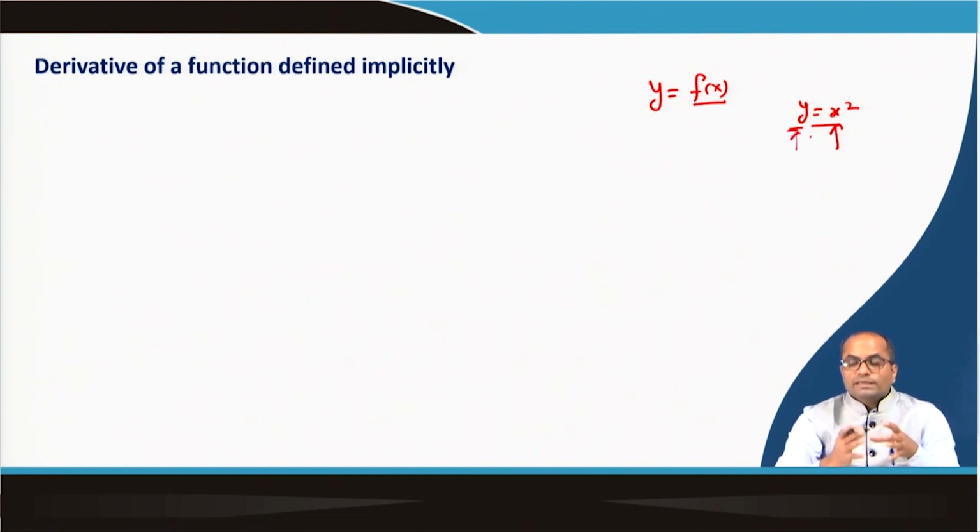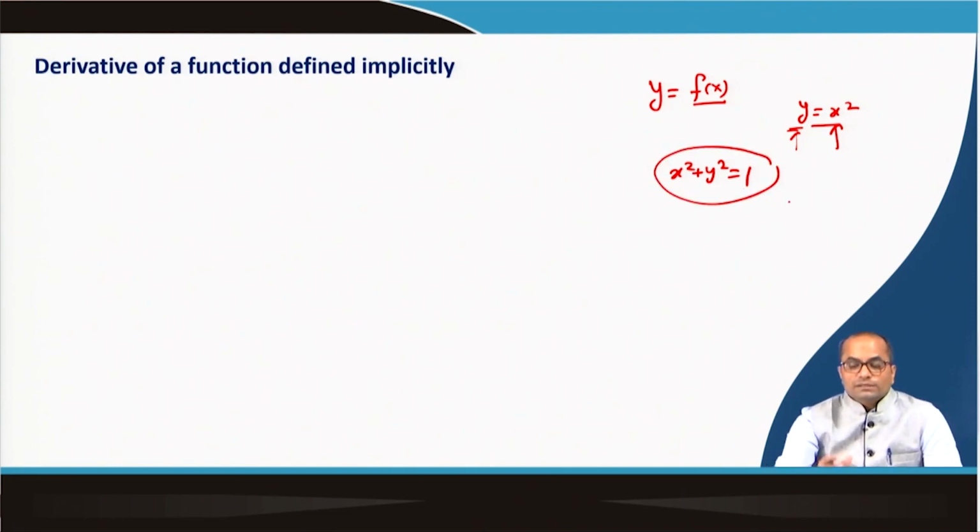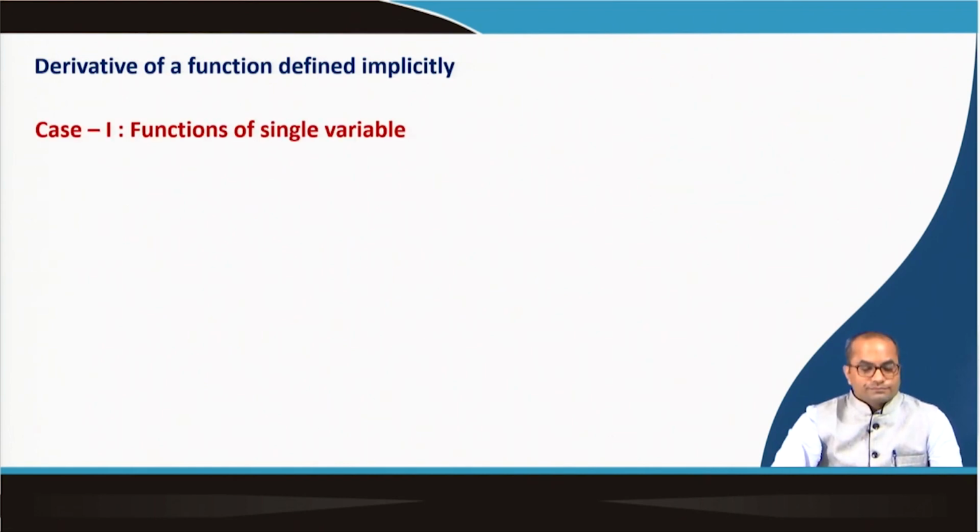Because y is written explicitly in terms of x. But there are certain functions, for example, if I write x square plus y square is equal to 1, this is not written in terms of y is equal to some function. So, here y is a function of x, but we have an implicit relation. So, we are talking about the case when a function is written implicitly in terms of x and y, then how to get the derivative.